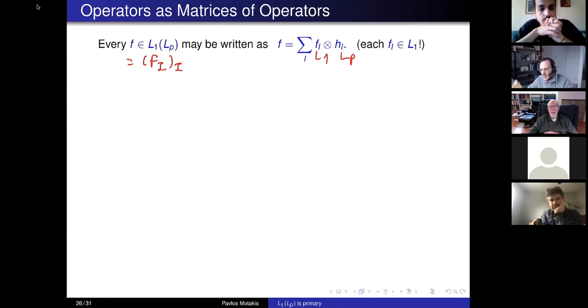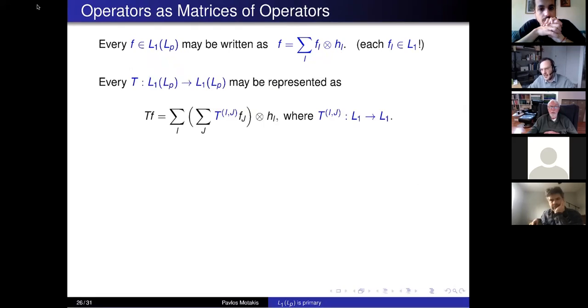And because every component of L1 of LP has such a representation, I can, in a standard way, represent every operator on L1 of LP as a matrix of operators, each of whom is defined in capital L1. So this tells you how each component goes to what other component in what way. So you have this identification of T as a matrix of operators, and importantly, each of them is defined on capital L1 because we understand these operators. This is what we want.